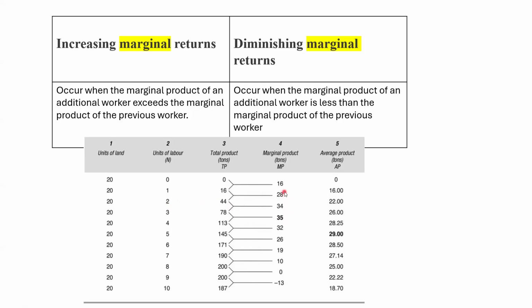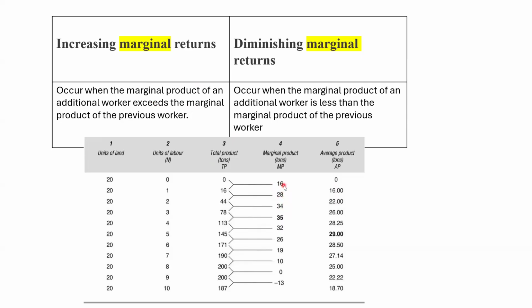So you can see that when we're employing the first worker, the marginal is 16, the second worker, the marginal is 28, the third worker, the marginal is 34, meaning that by employing these people, it's actually benefiting the business because the output is increasing at an increasing rate. The total product here is increasing, but also at an increasing rate because even what these workers are bringing in is an increase in the production, right? You can see that.